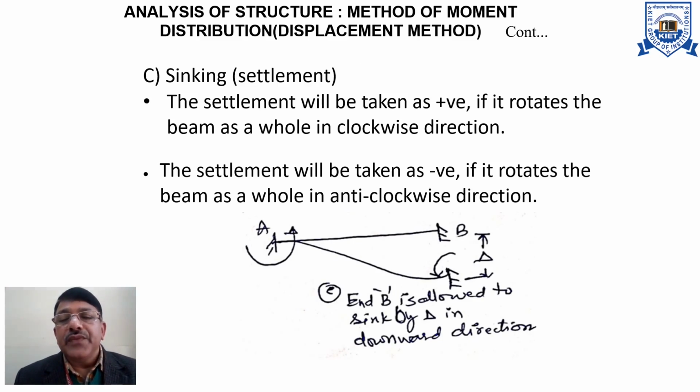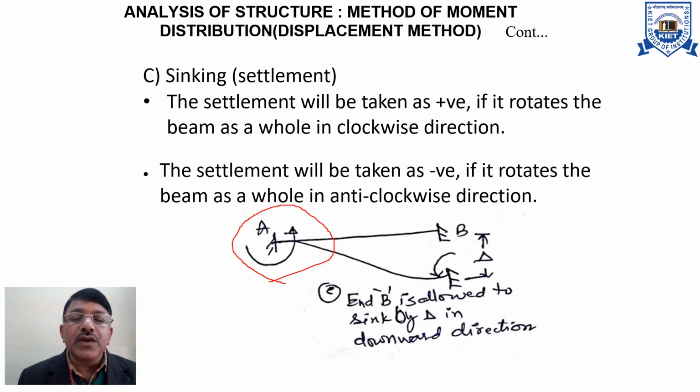Settlement of support: as per the figure shown here, if support B settles down, then at both the ends anti-clockwise moments are produced. You can notice here this moment, which is anti-clockwise in nature, is why? Because this moment is required to maintain the slope 0 at end A, and at B it is again anti-clockwise. Why? Because to maintain the slope 0 at end B.